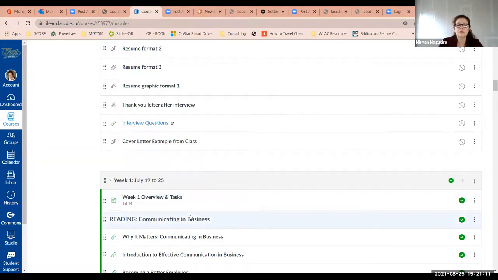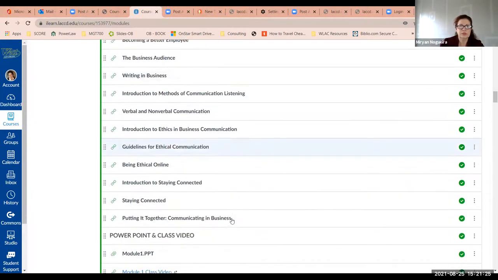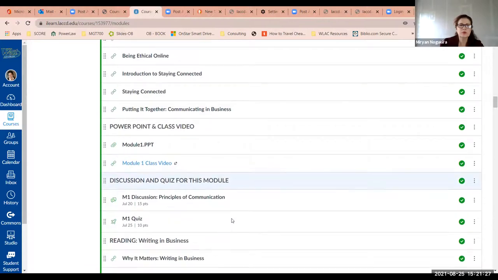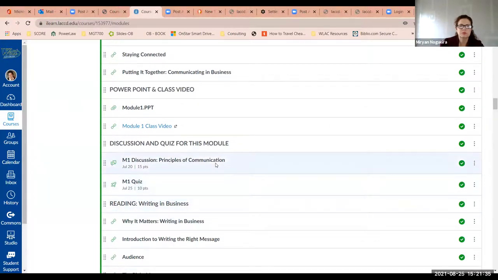But the issue here with my week one is that this is a 5-week course, which means I have 3 chapters for them to read, and it would be very difficult to write all the chapters over here. Anyway, here I have the overview in test, then I have all the readings, PowerPoint, the discussion. I don't know if this one has any interaction. Principles, let me see if it does.